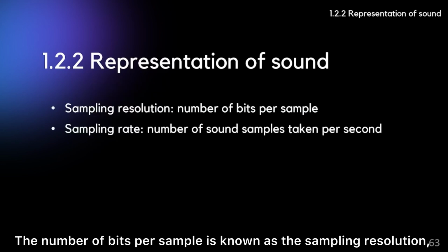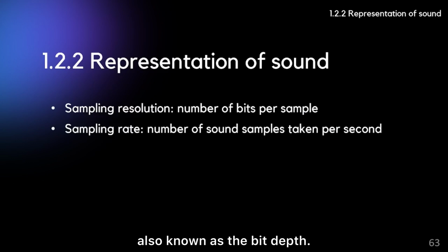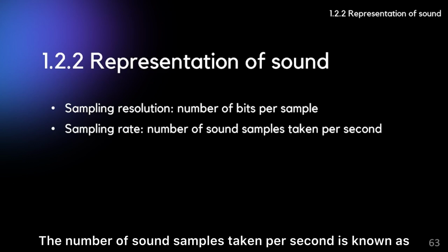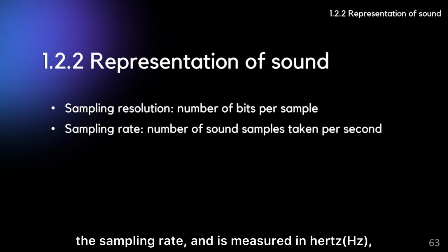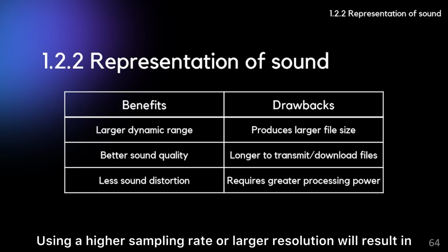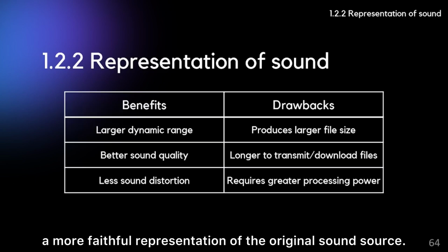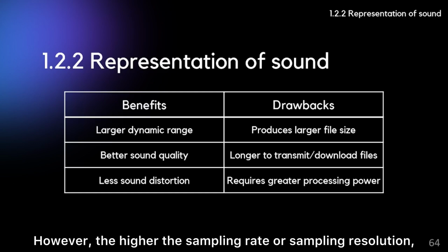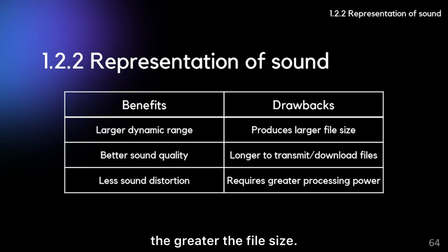The number of bits per sample is known as the sampling resolution, also known as the bit depth. The number of sound samples taken per second is known as the sampling rate, and is measured in hertz, where 1 hertz means 1 sample per second. Using a higher sampling rate or larger resolution will result in a more faithful representation of the original sound source. However, the higher the sampling rate or sampling resolution, the greater the file size.